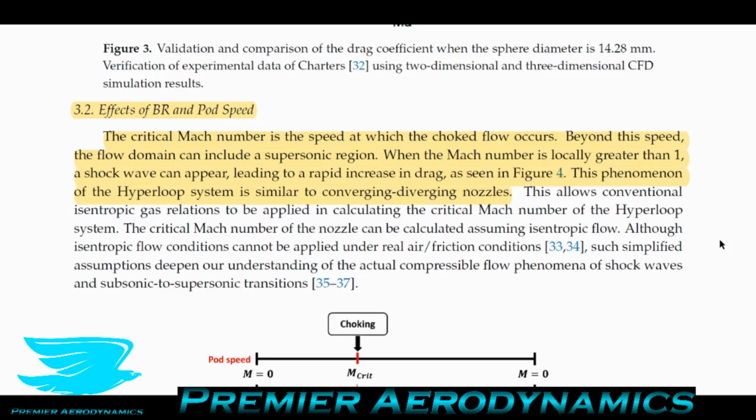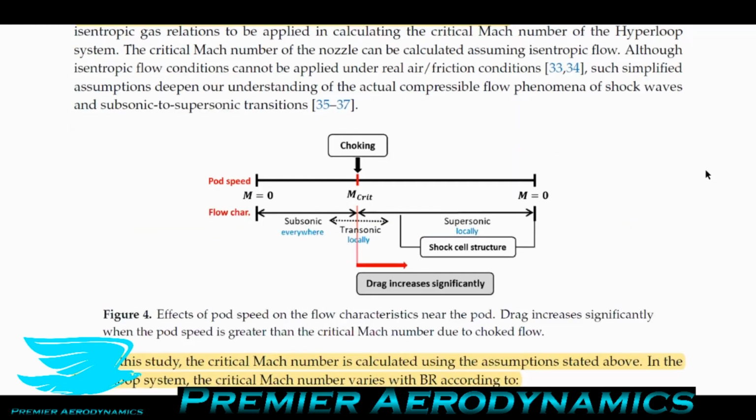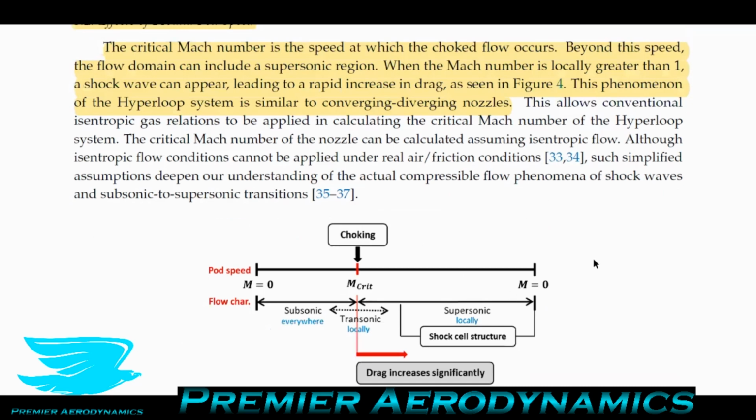When the Mach number is locally greater than 1, a shockwave can appear, leading to a rapid increase in drag, as seen in Figure 4. Figure 4 doesn't really show us too much. This phenomenon of the Hyperloop system is similar to converging-diverging nozzles. Converging-diverging nozzles are a way that we generate sonic flow, or supersonic flow even. What we do is we have a nozzle at the front, and it has a very large cross-sectional area.